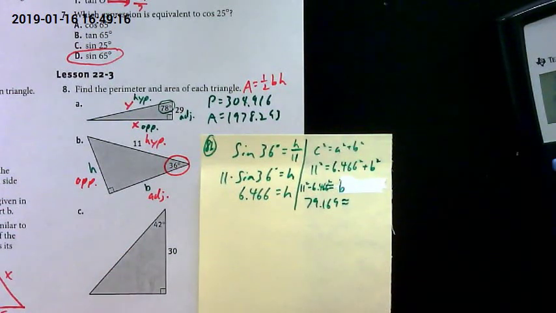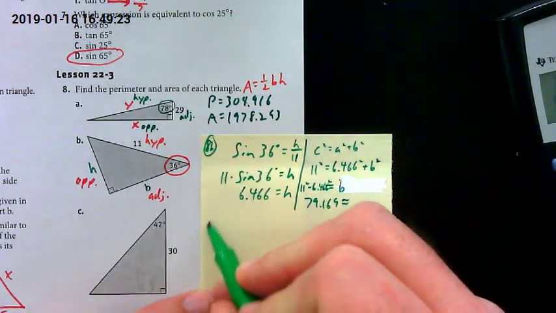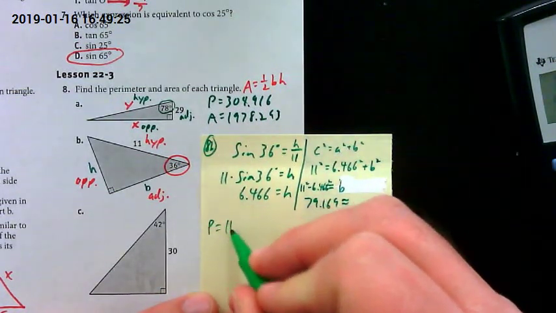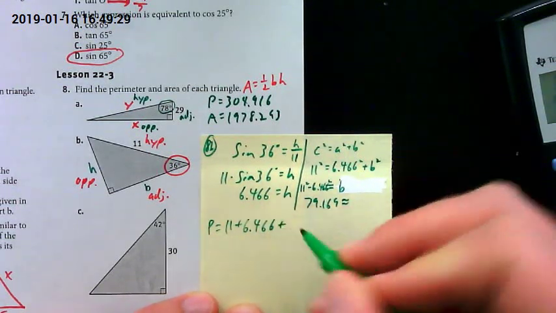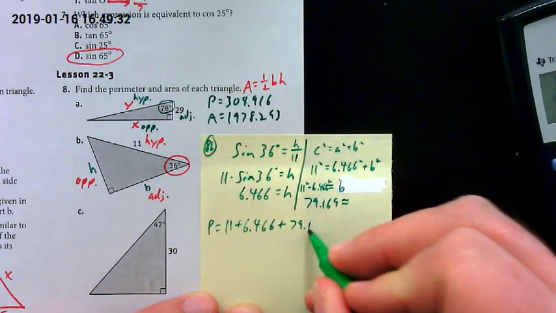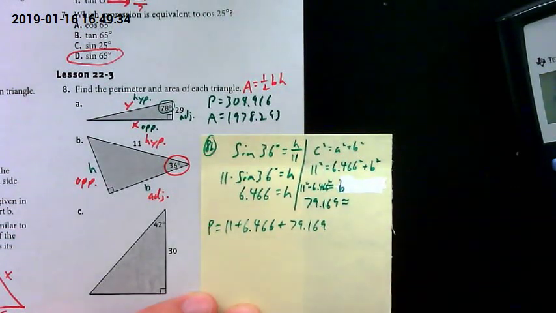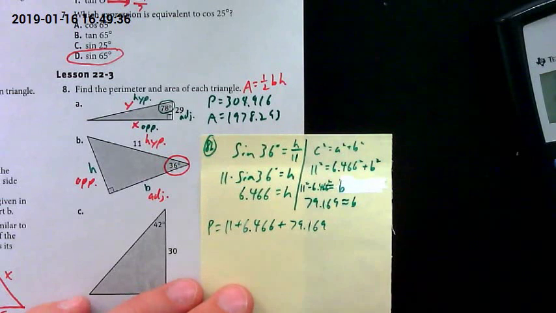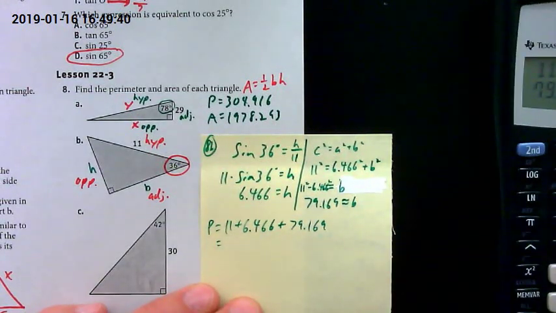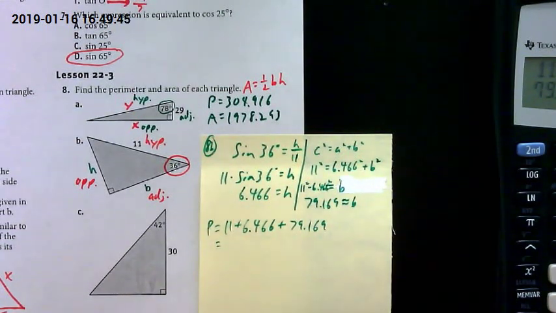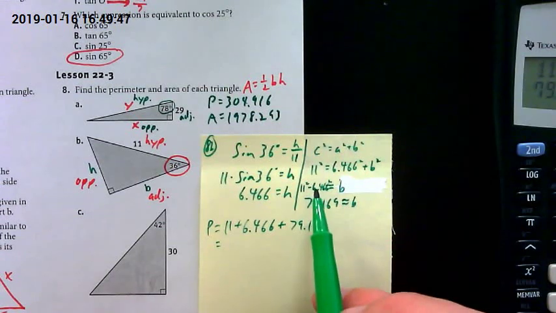So we have our two sides. Now that we have our two sides, we can find our area and a perimeter. Right? Let's do perimeter first. So perimeter, we have 11 plus 6.466 plus 79.169. Oh, I don't get how you got 79.169. All right. Did you use Pythagorean theorem like I did, or did you go cosine route?